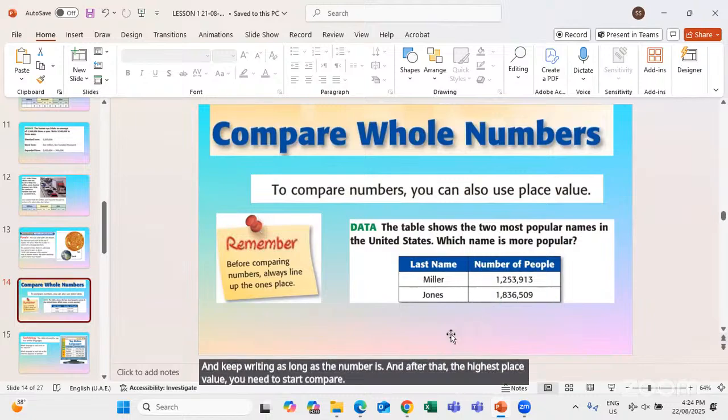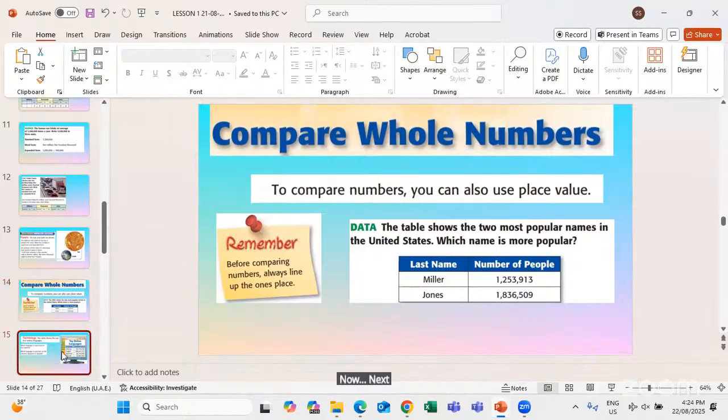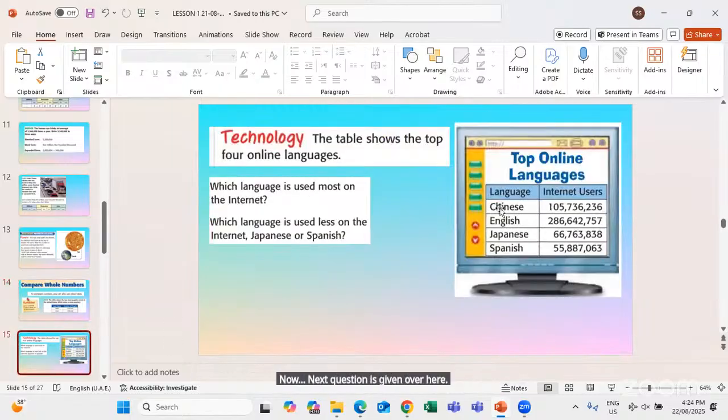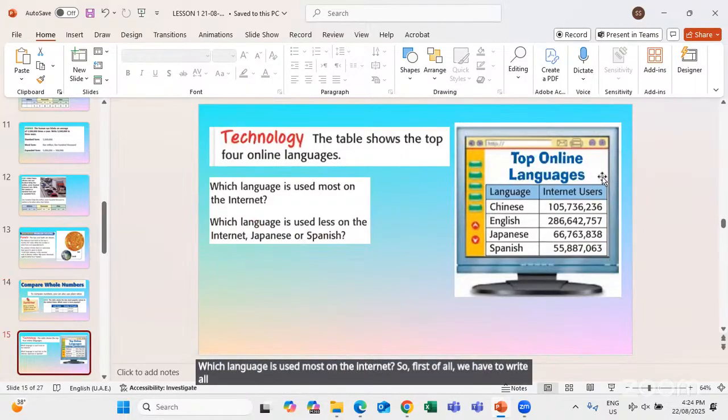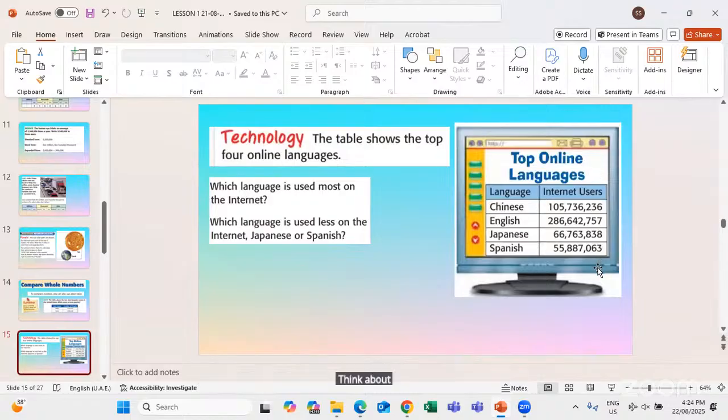Now, the next question is given over here. We have top online languages: Chinese, English, Japanese, Spanish. Which language is used most on the internet? So first of all, we have to write all the numbers from the ones place, because they are aligned already, so we need not think about that much. Most used means that should be the maximum. So we have to start comparing from the highest place value.